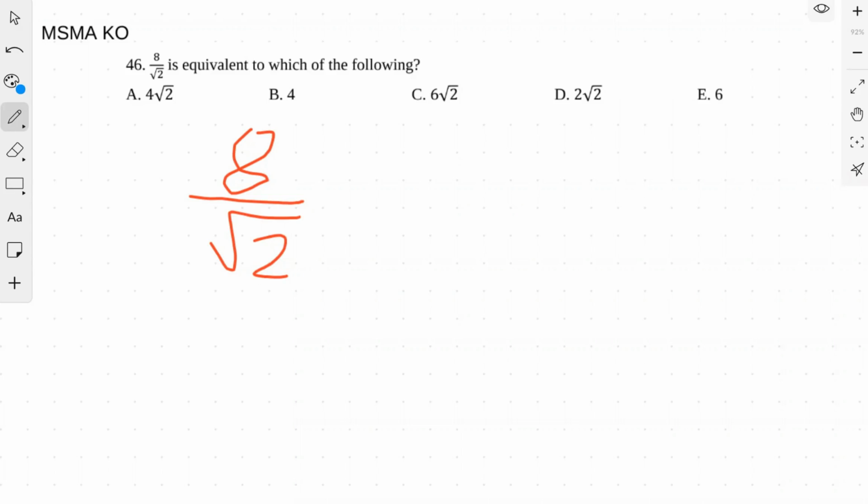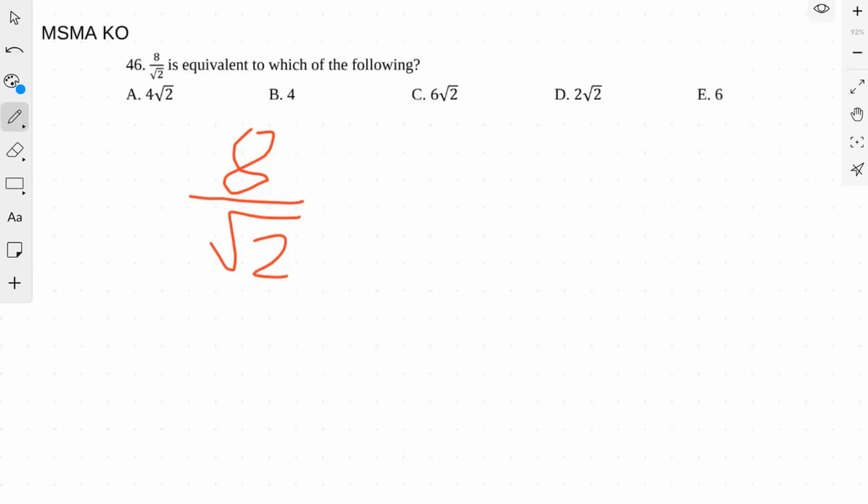So question 46 gives us a fraction, and it's asking us to rationalize it. Basically, there's a rule in algebra stating that you can't leave a radical in the denominator of a fraction. And so to remove the radical from the denominator, you go through a process called rationalization. Basically, there's one fundamental thing you need to understand.